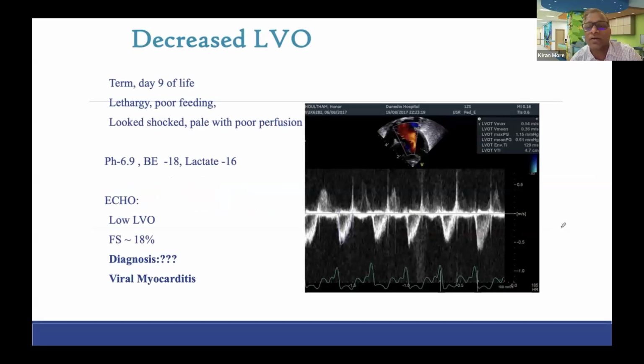This was viral myocarditis. The LVO was very low. You can see LVO was around, I think, 70 or 80 something. You have a baby who's acidotic and there's an ejection fraction. The fraction shortening normally is around 30 to 40%. Here it was only 18%. So it's a viral myocarditis.